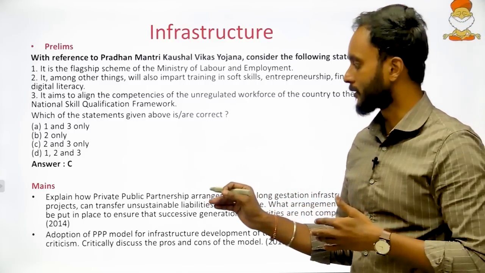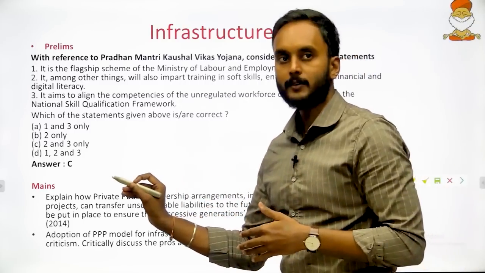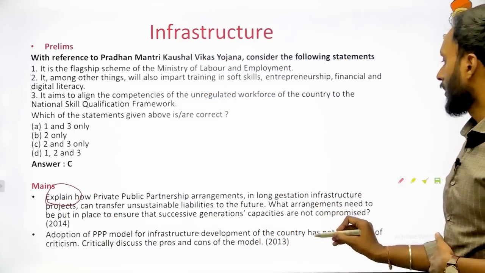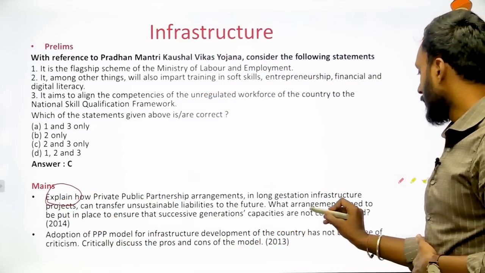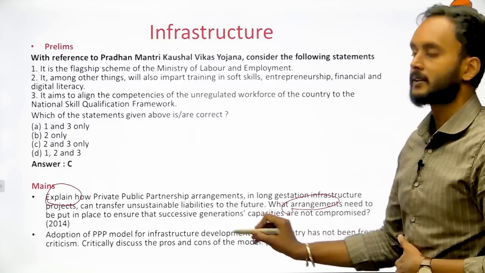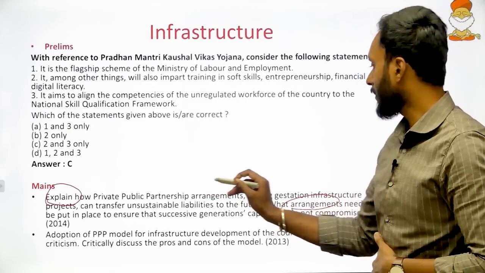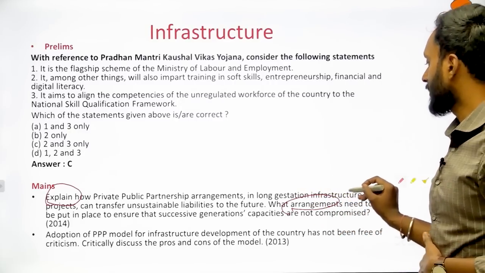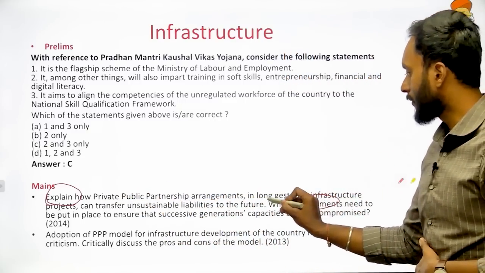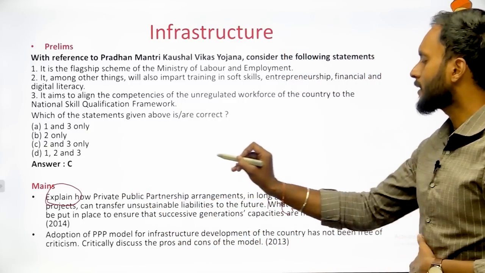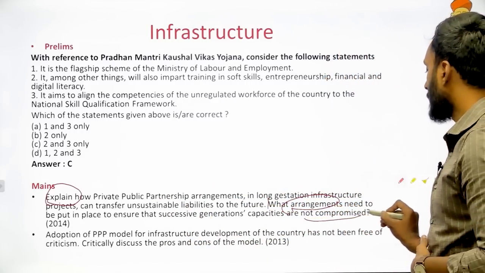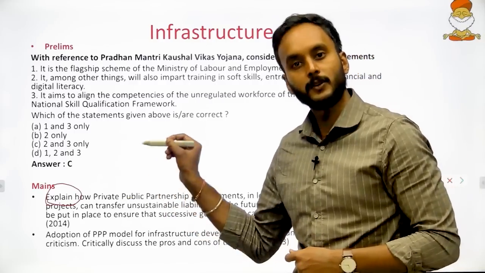If you look at this question here, they are asking you to explain a particular phenomenon and what arrangements are needed to be put in place to effectively achieve the goal. They are asking you to explain how PPP arrangements in long gestation infrastructure projects can transfer unsustainable liabilities to the future. So they have given a view and they are asking what arrangements can be put in place to ensure that the successive generation's capacities are not compromised. This was a question asked from current affairs.